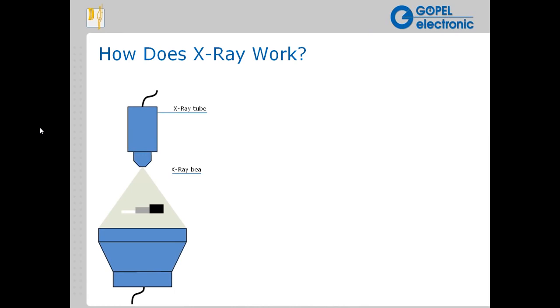Also, differences in materials. Metallic materials, for example, as compared to plastics or composites, do not block X-rays as much, so you'll get a lighter gray. And you'll see that in the illustrations and the example images that I'll be showing here.